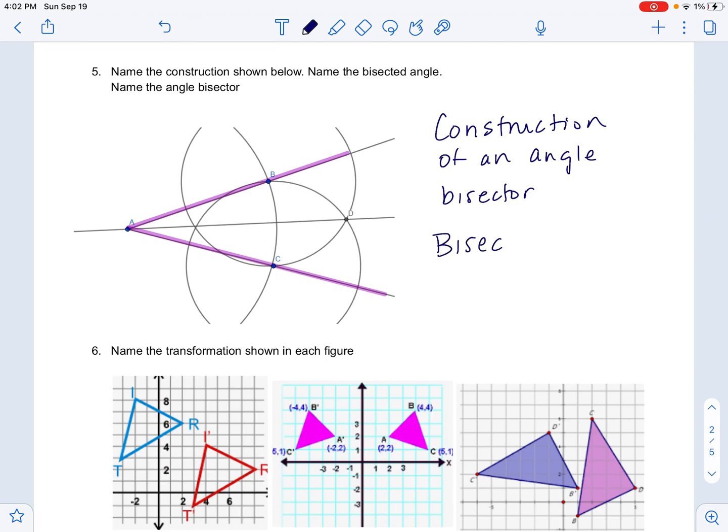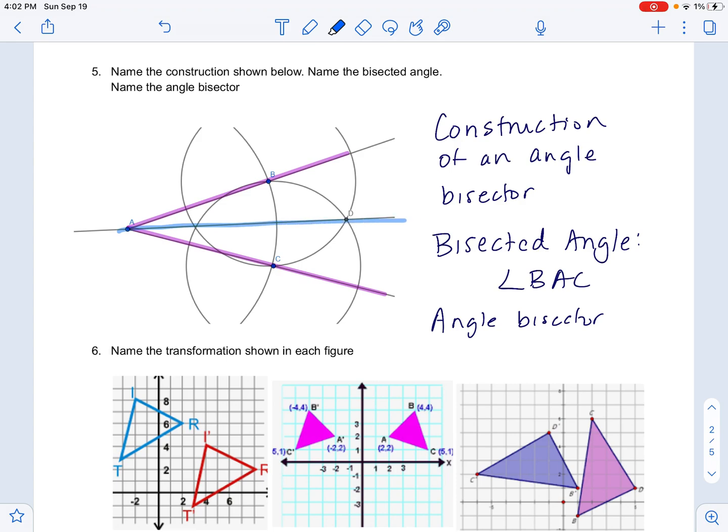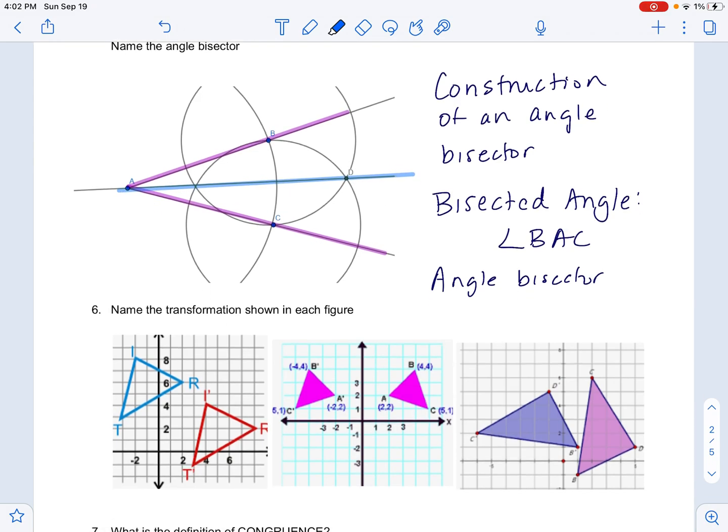So the bisected angle is angle BAC. The angle bisector, the line or segment or ray that cuts the angle in half, is this here. It's AD. It looks like it's a line. It goes on forever. I could indicate it going on like that.